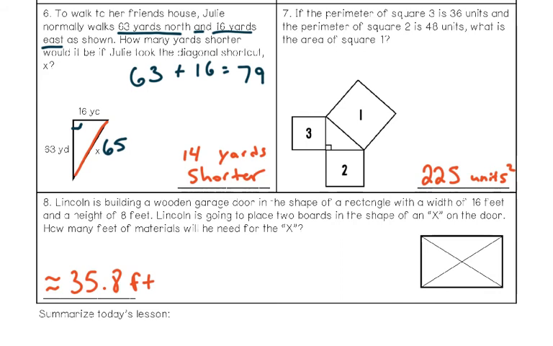But the shortcut is 65 yards. And if I want to know the distance between them, or how many yards shorter, I'm going to want to subtract. 79 minus 65 gives me 14 yards difference. Let's look at number 7.